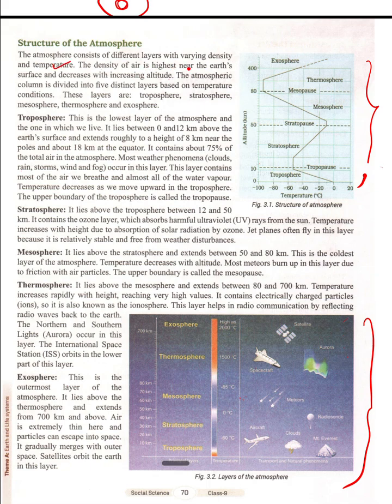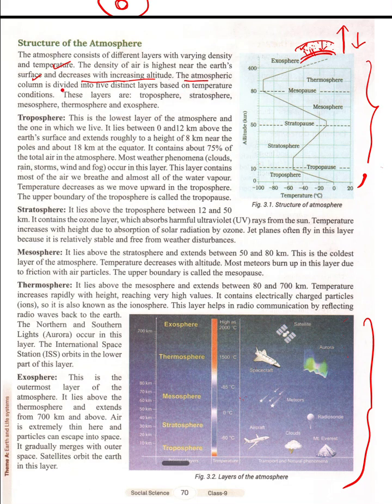The density of air is the highest near the earth's surface, because I already told you the atoms of the air have weight, and the pressure acts upon the earth's surface. The pressure decreases with the increasing altitude. Near the earth's surface it is very high, so the weight falls on the earth's surface, and as you go up in altitude, meaning the heights, this pressure decreases.